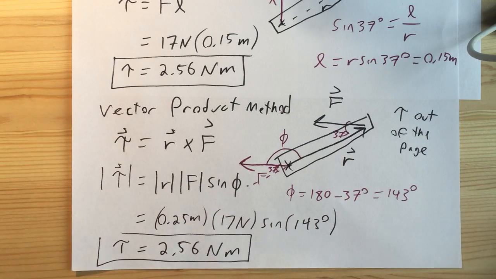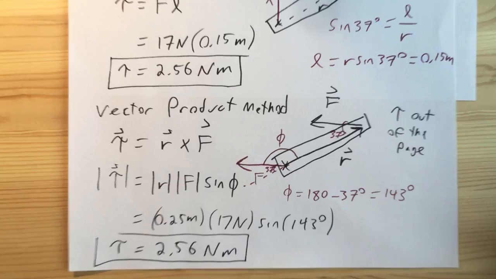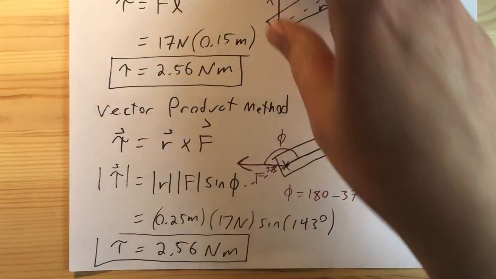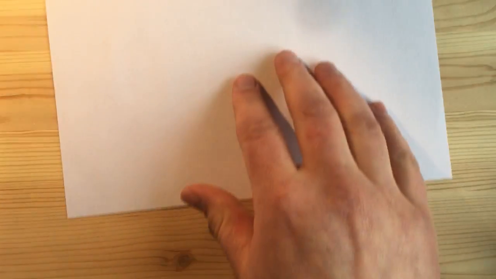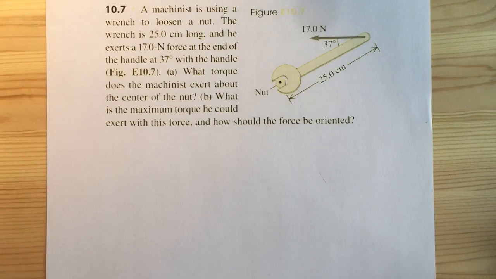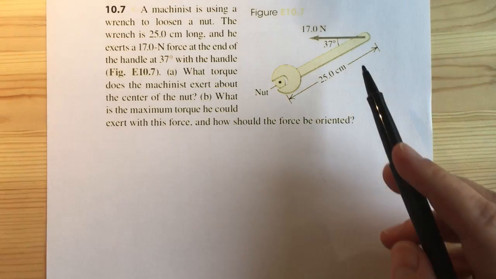So that's part A, done three different ways. I'm going to very quickly just note the solution to part B. Let's return to the top of the page here. Part B is asking, what is the maximum torque you could apply with this given force? How would you orient that force? So this person is applying a 17 Newton force.